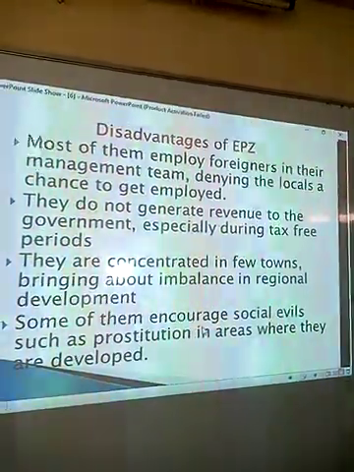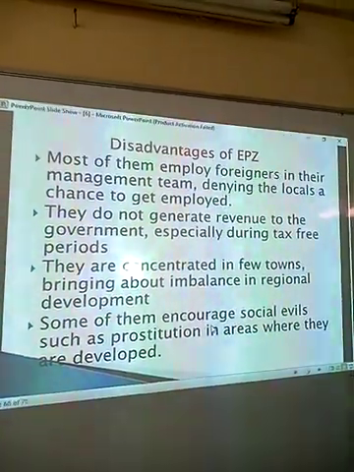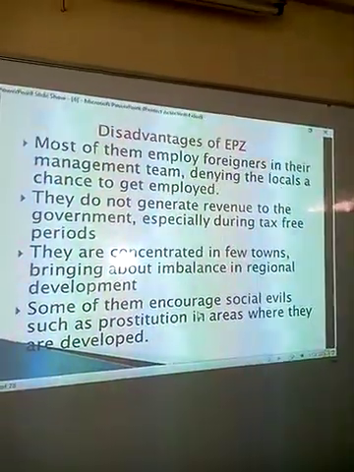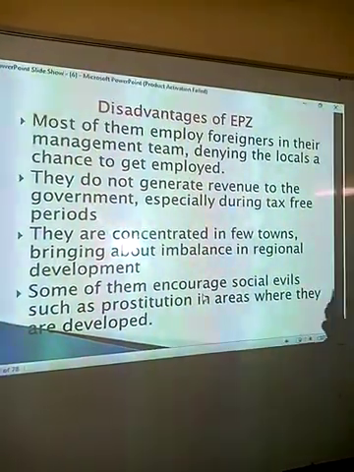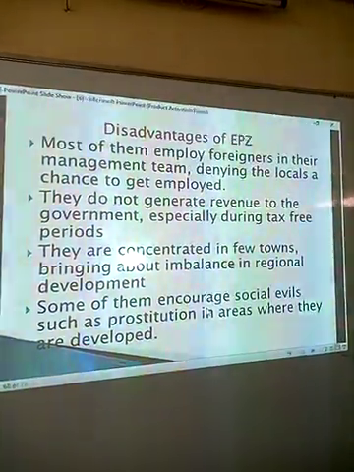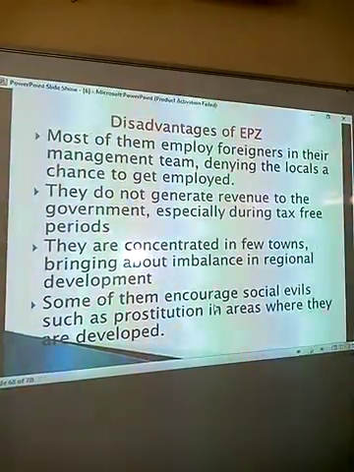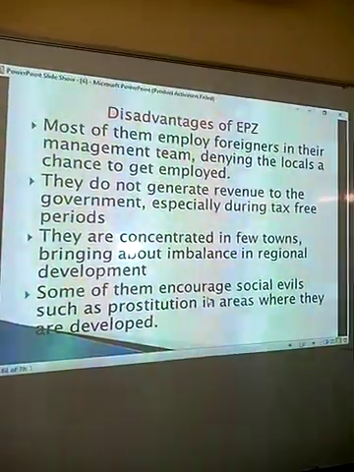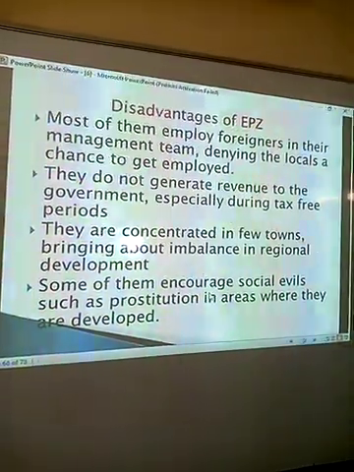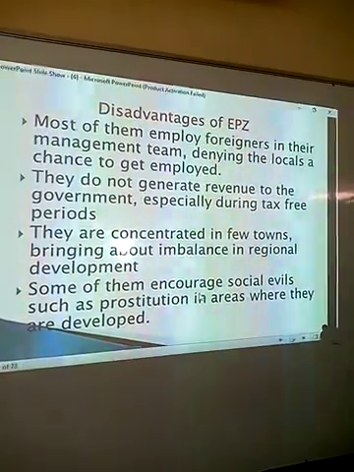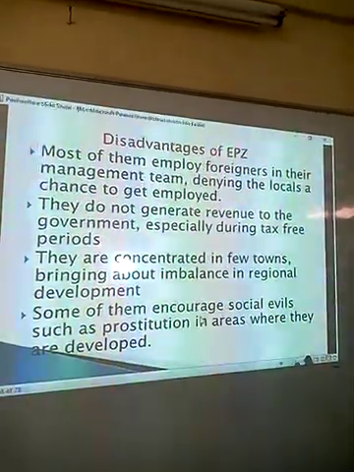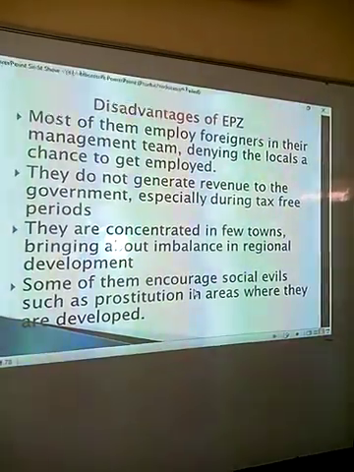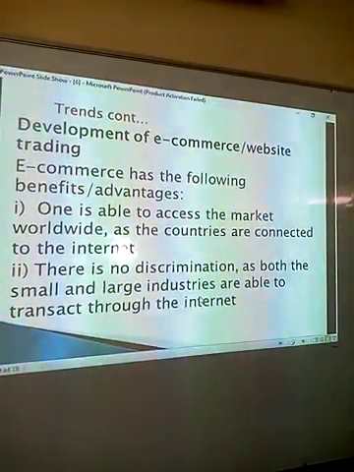Again, they are mainly concentrated in few towns, bringing about an imbalance in the regional development. We looked at the disadvantages of the localization of industries, and therefore EPZs will bring about the localization of industries. We also said that some of them encourage social evils, such as prostitution in areas where they are developed. The mushrooming of urban centers has always had its own share of challenges, and one of the challenges is the increase in social ills in the society, such as prostitution. People will just be engaging in these activities without any consideration.